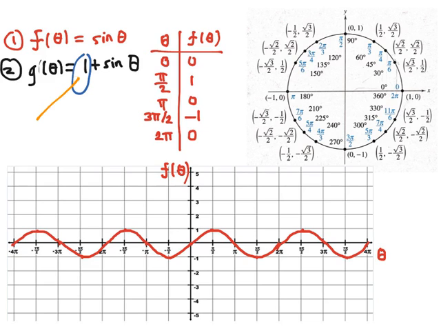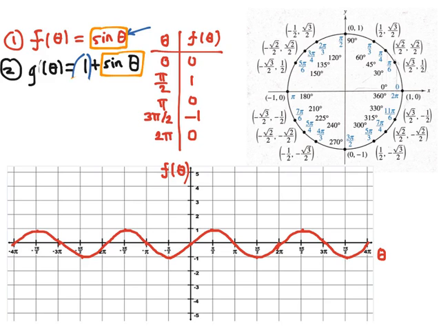To understand how this parameter of 1 will have an impact on the graph of the parent sine function, think back to function notation. So when you look at number 1, the input for the sine function is theta, and the output from the sine function is sine of theta. So basically, when you look at number 2, you're adding 1 to the output from the parent sine function, or you're adding 1 to the y coordinates.